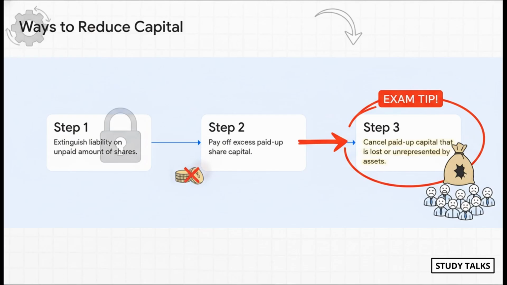We can pay off excess capital, also quite rare. But this third one, guys, this is it. This is the one you absolutely have to know inside and out for your exams. It's canceling the paid-up capital that has been lost or isn't backed by any real assets. This is where the shareholders take a hit. They make a sacrifice to save their company.